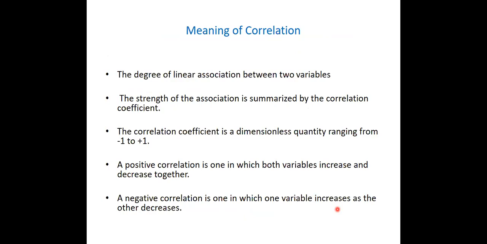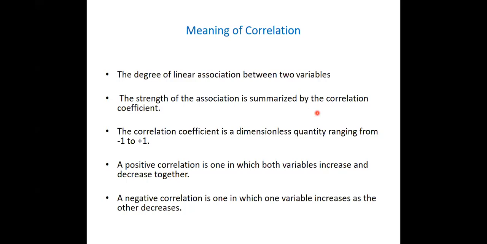Correlation is the degree of linear association between two variables. Linear. When you hear the word linear, it has something to do with whether it is increasing or decreasing. That is the meaning of linear.